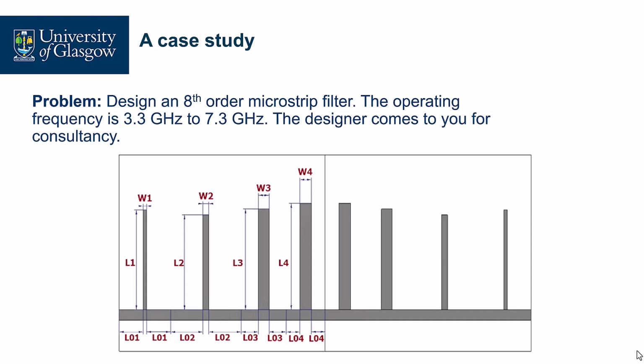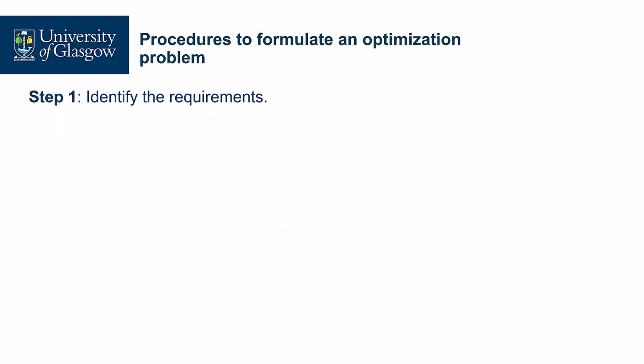Clearly, this problem is quite vague now, right? So now we need to use step 1 to step 6 to formulate this as an optimization problem. Assuming you are the consultant, you will communicate with the engineer, right? For step 1, identify the requirements. So you can ask, what are the design requirements?